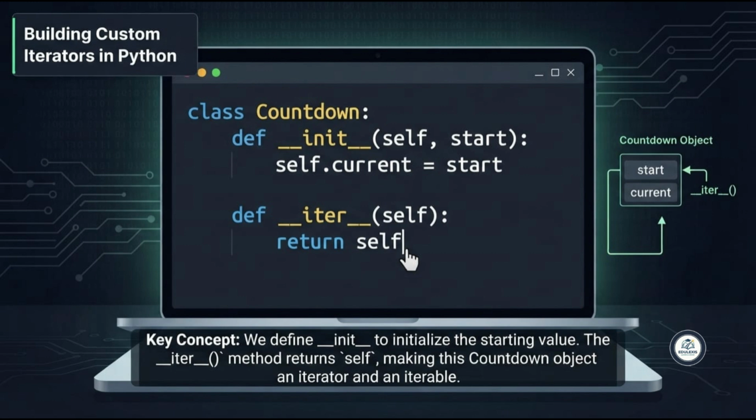Let's write out the first two methods of our class Countdown. def __init__(self, start): self.current = start. def __iter__(self): return self. Notice that __iter__ simply returns self. This means our iterator object is also an iterable itself, which is a very common pattern in Python. Action: highlight the code blocks as they are typed in the editor.